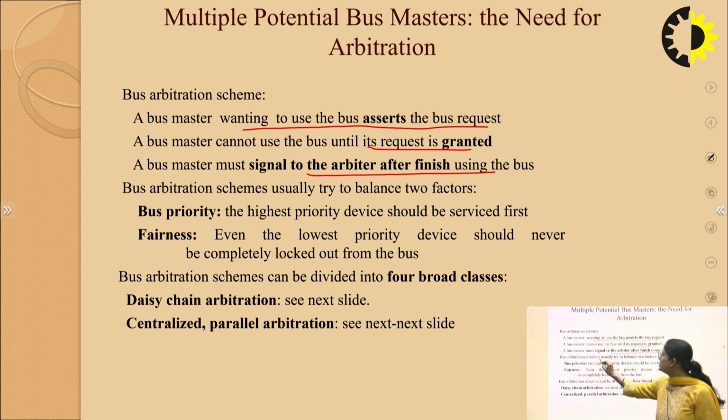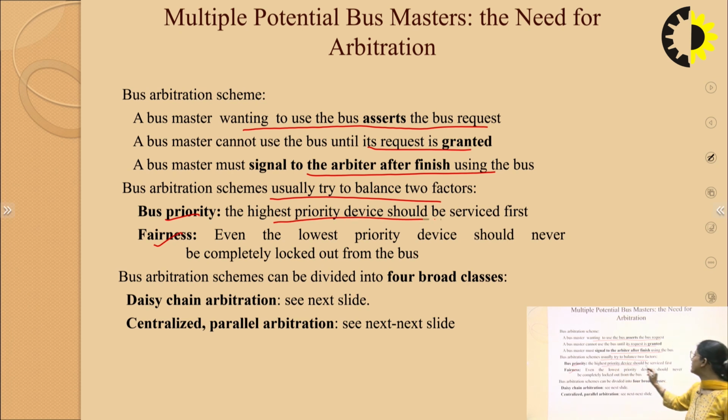Bus arbitration usually tries to balance two factors. Basically, there are two factors on which a bus arbitration scheme will work. First one is bus priority and second one is fairness. Bus priority means the service will always be given to the device that has the highest priority. The highest priority device should be serviced first, as it is written here.